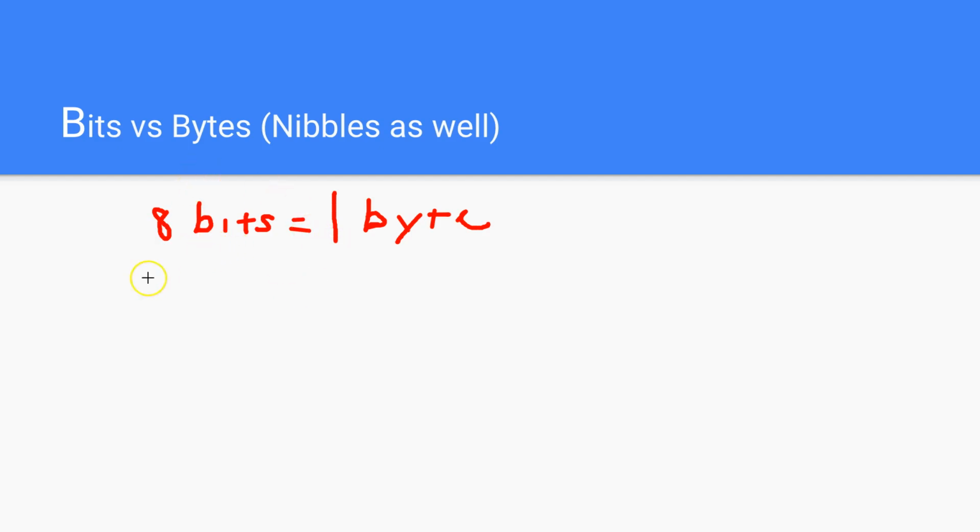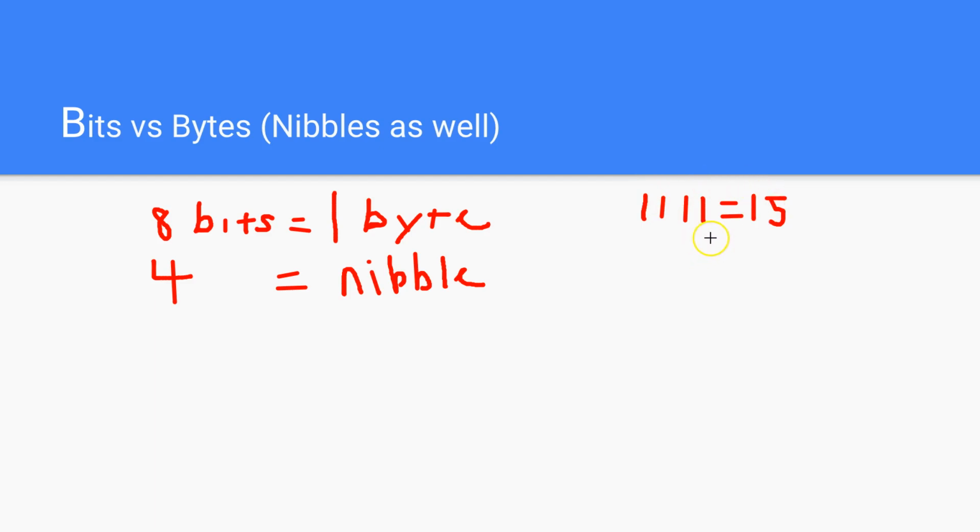Now a nibble is going to be 4 bits. A byte is 8 bits, and 4 bits equals a nibble. Nibbles aren't really used all that much. You'd use it to calculate hexadecimal addresses because every hexadecimal digit is 4 bits. If I do 1, 1, 1, 1, that's going to equal 15, right? 8 plus 4 plus 2 plus 1 is 15. That's your maximum, and 0, 0, 0, 0 would equal 0. So you could represent any hexadecimal digit with 4 bits.